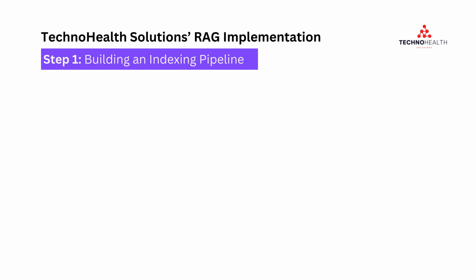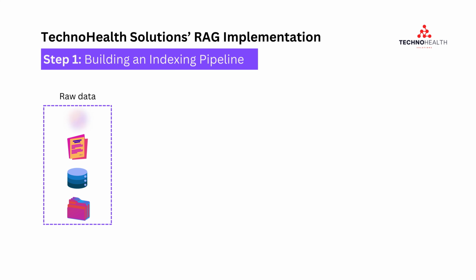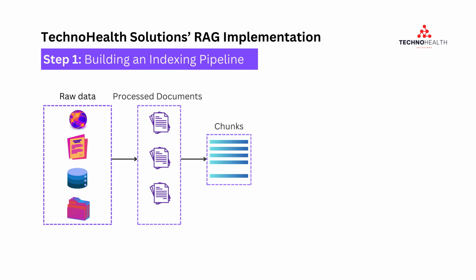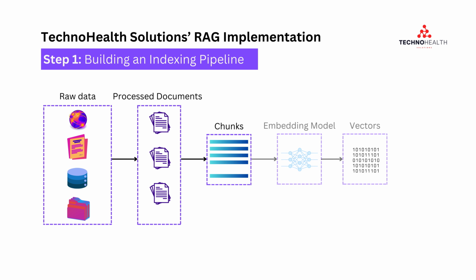Building an indexing pipeline. The first step was to organize and process their data. TechnoHealth consolidated all their data sources, from medical reports to research papers. They then processed the documents by breaking them down to smaller manageable chunks, passed these chunks through an embedding model which turned them into vector representations or embeddings. Finally, they stored all these embeddings in a vector database. Think of this as a specialized storage space for these mathematical text chunks.